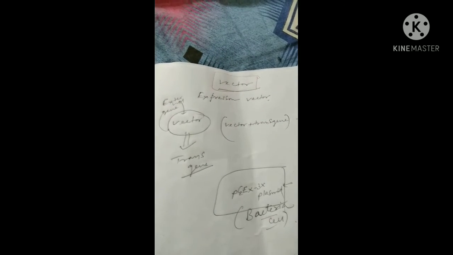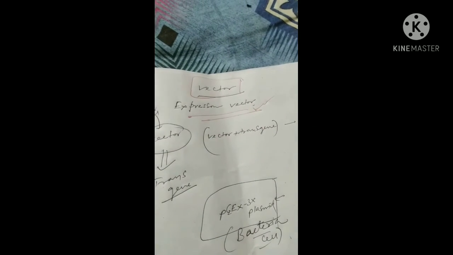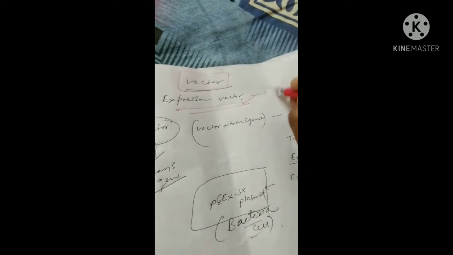Now I come to the aspect of the vector. We know a vector is nothing but a vehicle where we can incorporate the gene. I will now discuss the expression vector and the transcription vector. Expression vector means a vector where the transgene is actually expressed.